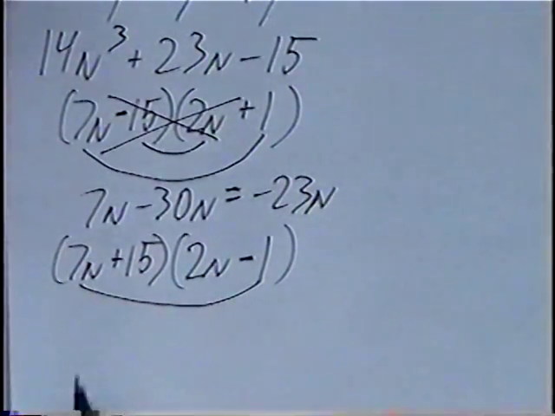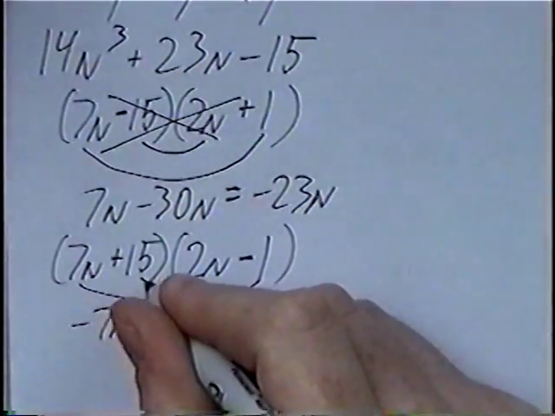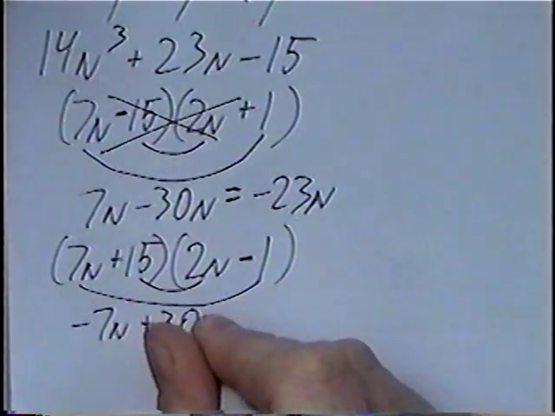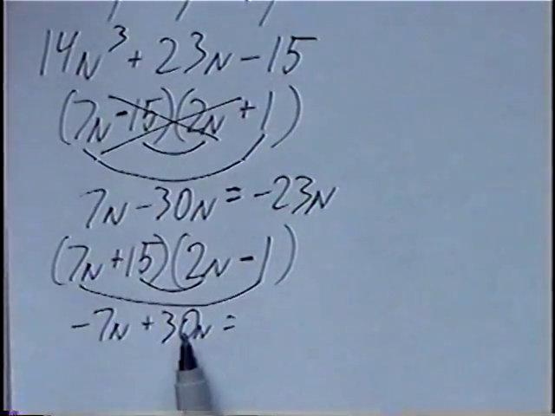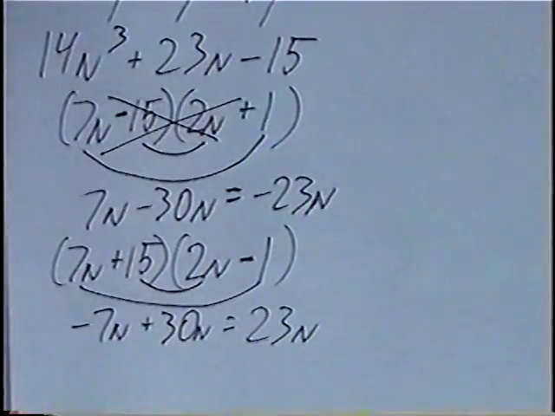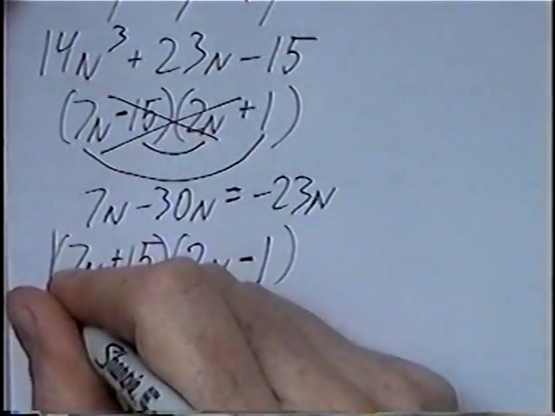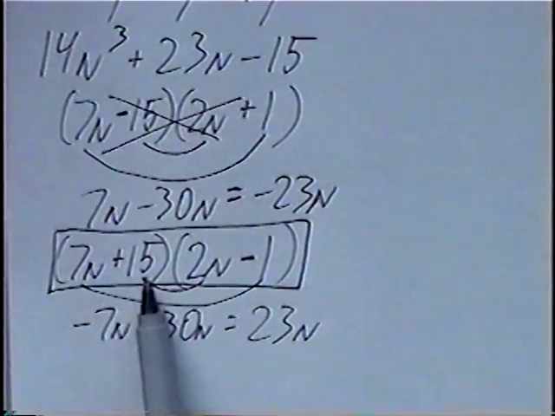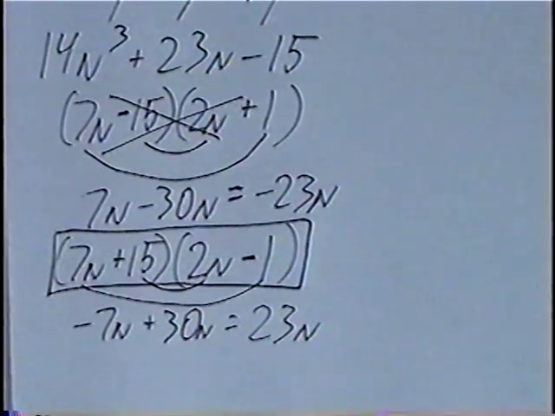Multiplying the outside terms, 7n times a -1 would be -7n, and 15 times a +2n would be 30n. Combining -7n plus 30n, it's the same as 30 minus 7, would be 23n. This time 23n does match up with our middle term. So if it does match up, that's the correct solution. So our final answer would be 7n plus 15 and 2n minus 1.